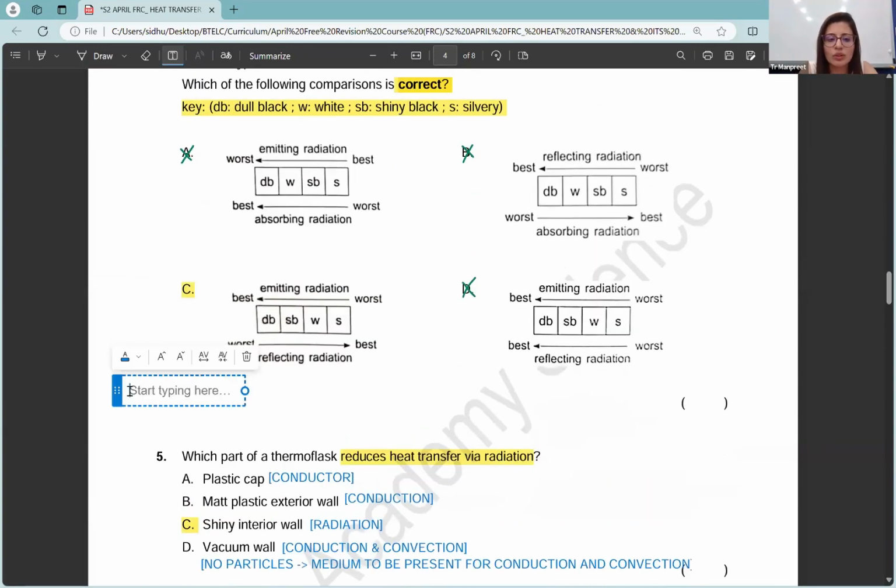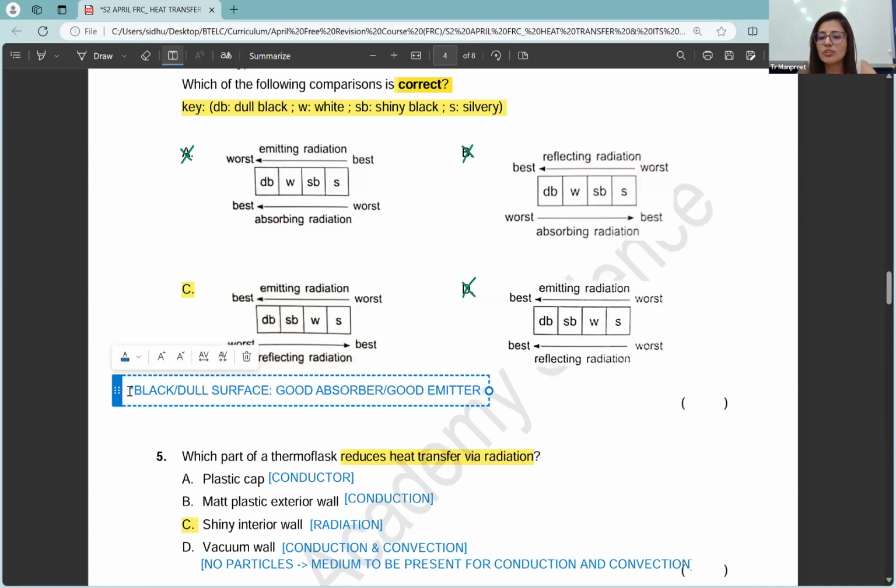Okay, so what do we know? We know that if it's a black, dull surface, it is a good absorber and a good emitter. Emitter, another word for it is radiator. You can use emitter or radiator of heat. But it is a poor reflector of heat.